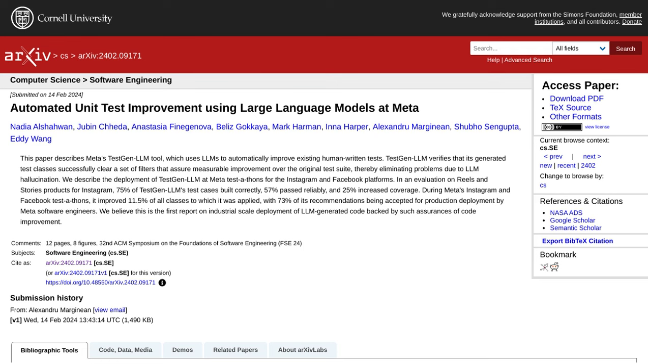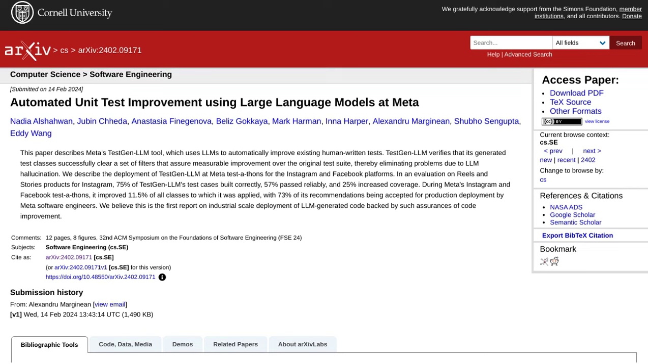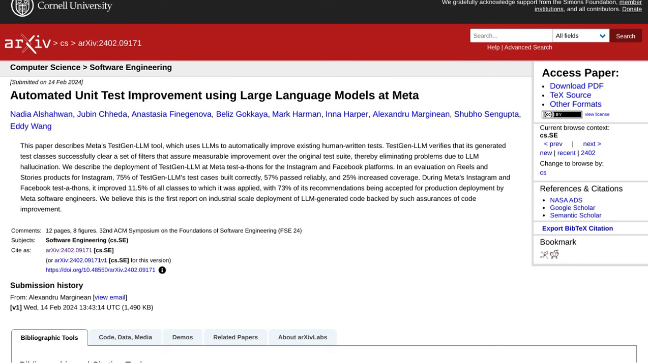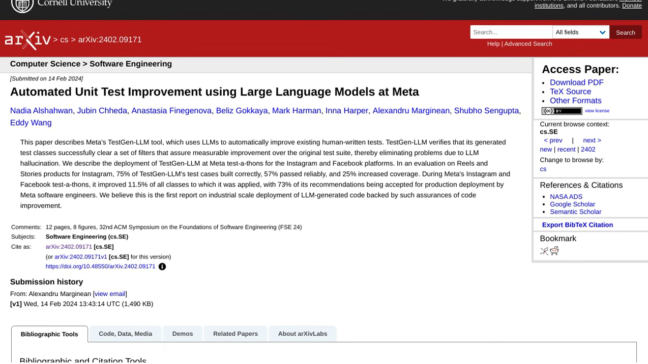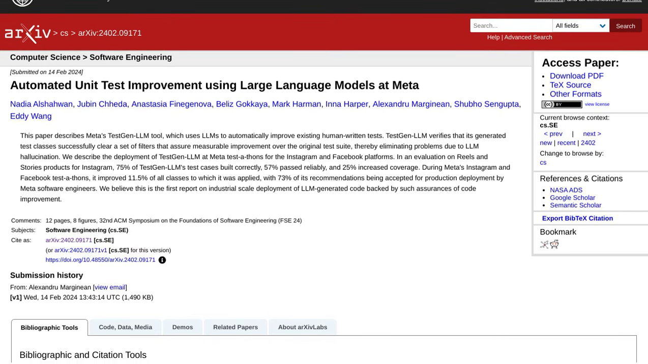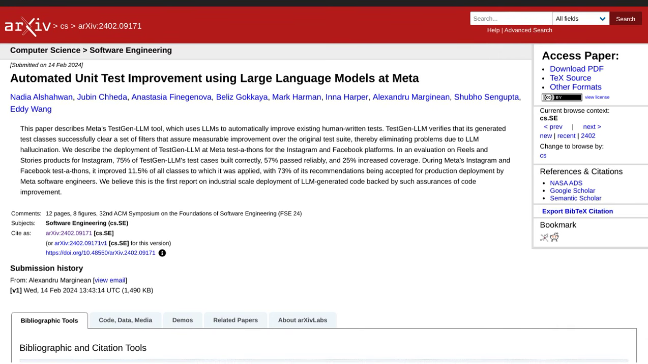Today we're diving into the world of unit testing and how artificial intelligence is revolutionizing the process. Get ready to learn about Meta's TestGen-LLM tool, a game-changer in the world of software development. So, what is TestGen-LLM? Well, it's an innovative tool that uses large language models to automatically enhance existing human-written tests. And let me tell you, it's been making waves in the industry.